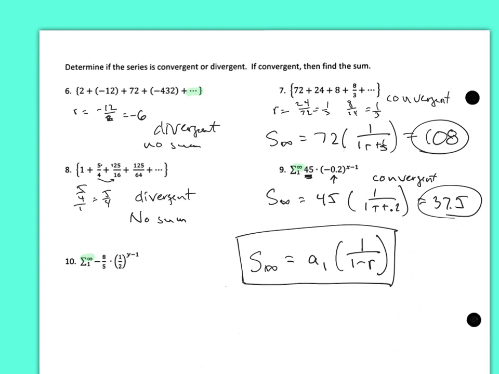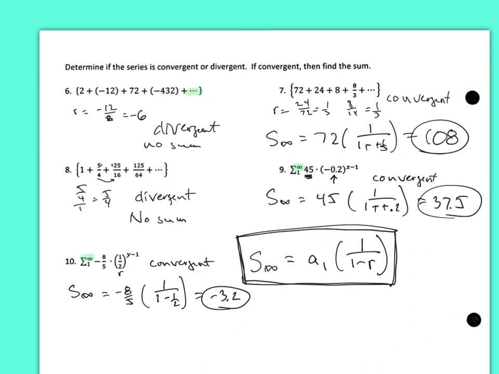Here again, the ratio is 1/2. So this is convergent, which means we can actually do the problem. And of course, your first term is negative 8/5. And then we're going to have 1 over 1 minus 1/2. So this one is negative 3.2. For as complicated and abstract an idea as that is, it's the easiest formula we have. So this formula will be in your geometric list on your formula sheet for the quiz. Apologize that it's not already on there, but there it is.